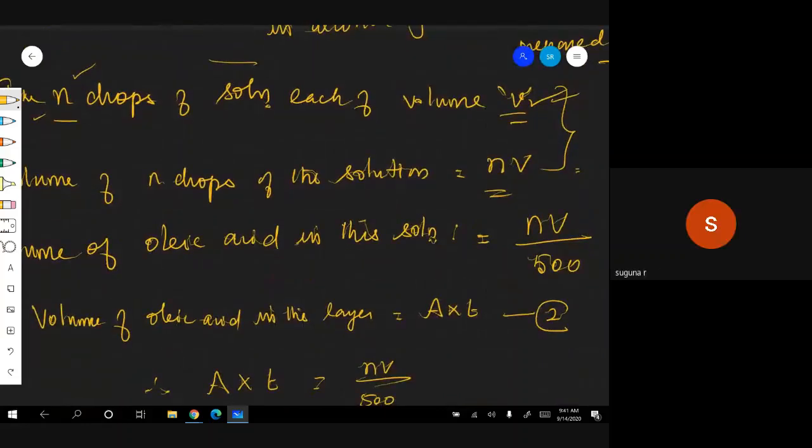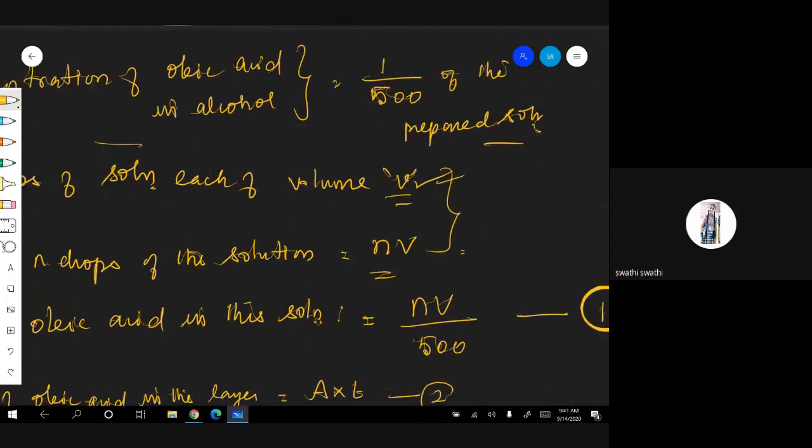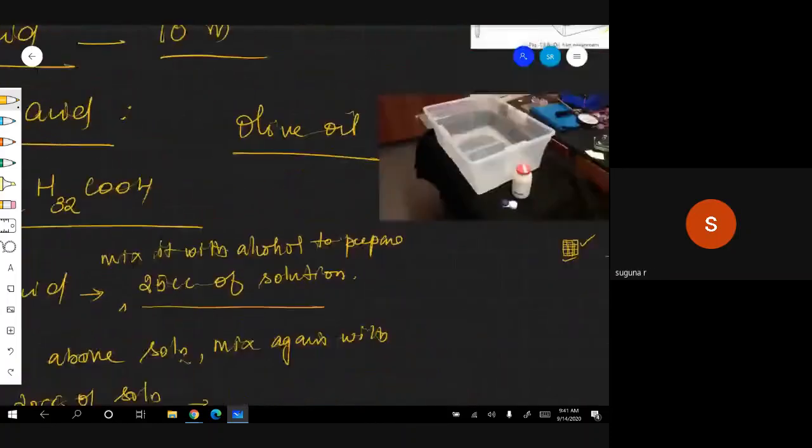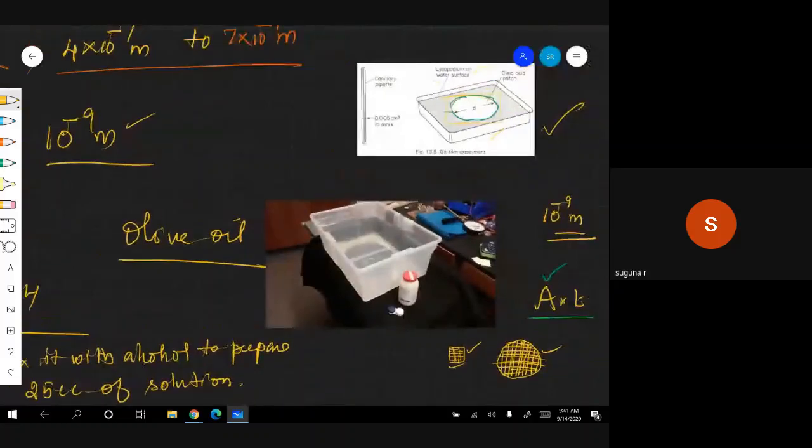Ma'am, can you once again tell how to find the area of the layer? I was having a network problem at that time, ma'am. First you are pouring. Once you pour, it will take an approximately circular patch, not exactly circular. Whatever the surface, don't bother. It won't be exactly circular, it may be slightly distorted. It doesn't matter.